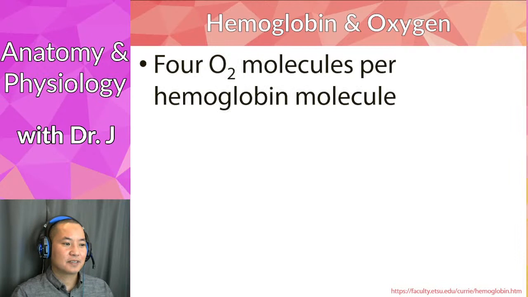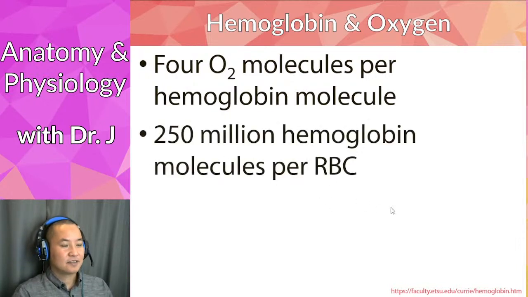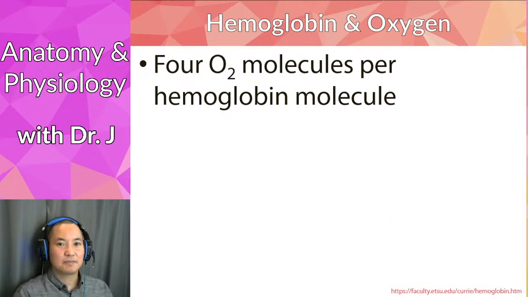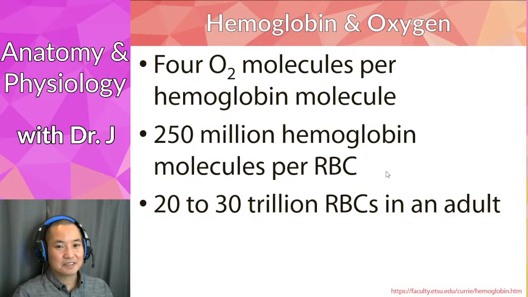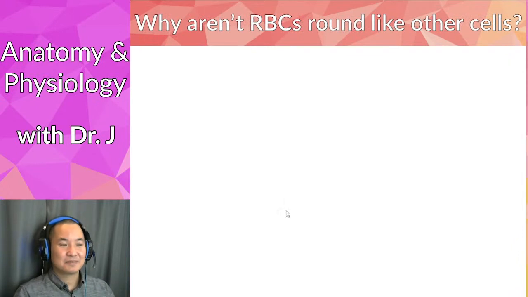Now, hemoglobin is very important because it is essential for transporting oxygen. And we'll talk a lot more about this when we talk about the cardiovascular and the respiratory system as well. So there are four oxygen molecules. Why? Because each heme molecule can bind to one molecule of oxygen gas. Per individual red blood cell, there are 250 million of these molecules, and in a typical adult, we have 20 to 30 trillion red blood cells. So basically, this is a huge oxygen carrying capacity, in other words, the ability to carry oxygen. How many potential oxygen molecules can you carry in your body? Well, you just take 4 times 250 million times 20 to 30 trillion. So that is a huge amount, right?